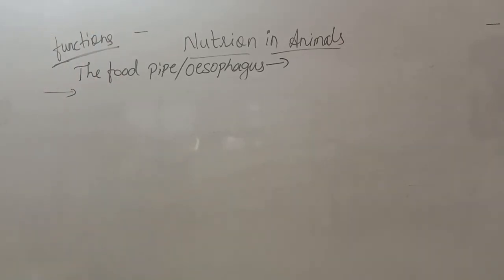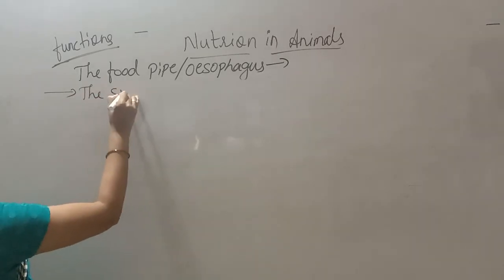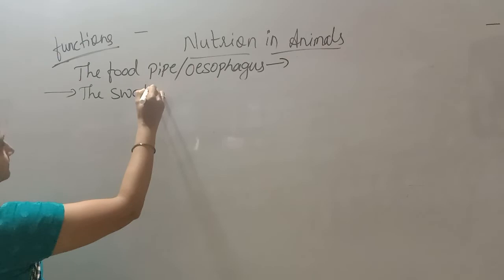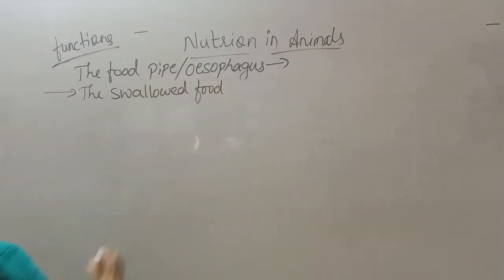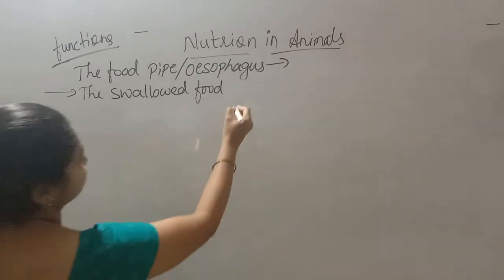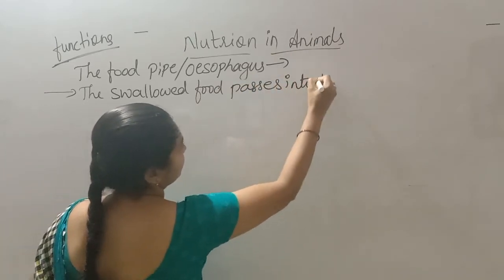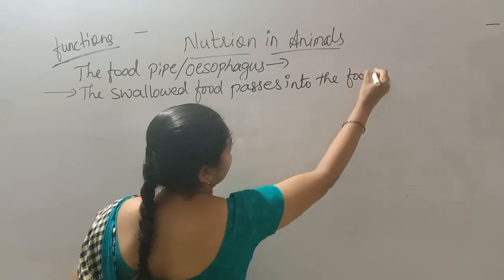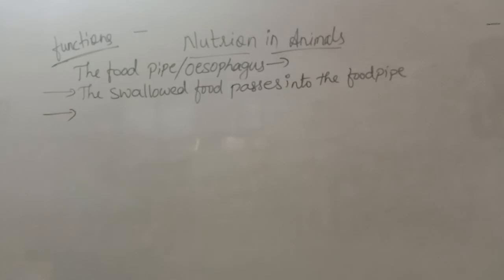What happens? Whatever the swallowed food is, it passes into the food pipe or esophagus. The swallowed food passes into the food pipe.